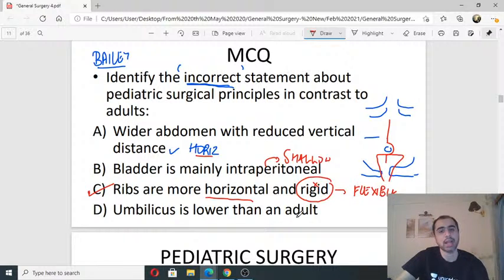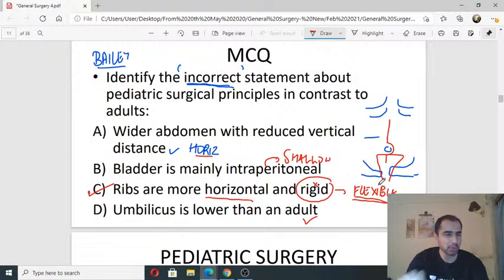Umbilicus is lower than in an adult. This is also correct. The superior inferior length is less, so the umbilicus is lower. As the abdomen grows, the umbilicus comes more towards midline. What is the bearing of this line? That the ribs are flexible. In general, bones are flexible, in general, in the pediatric population. How does that have a bearing? Yeah, anybody? Pratik, DBB, Datish, incision for laparotomy.